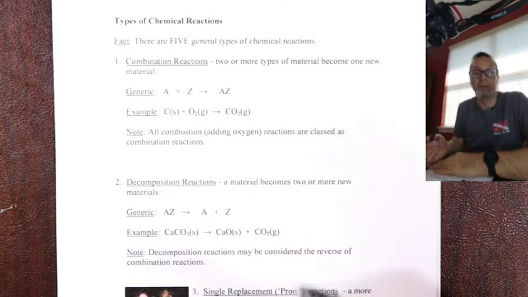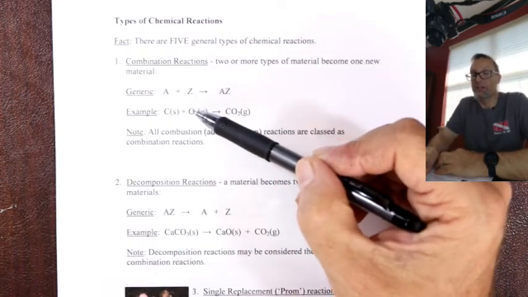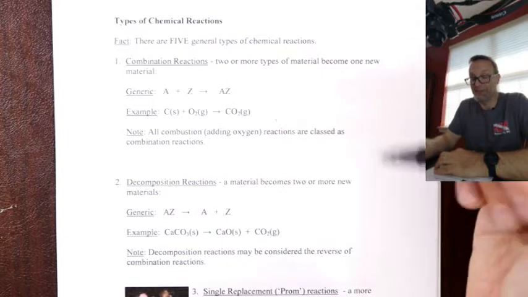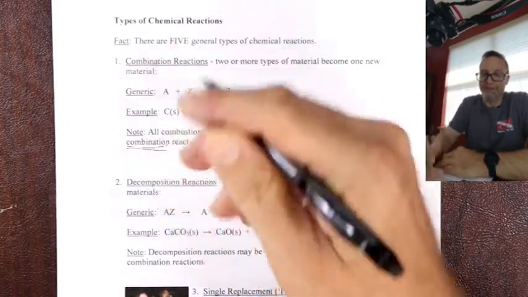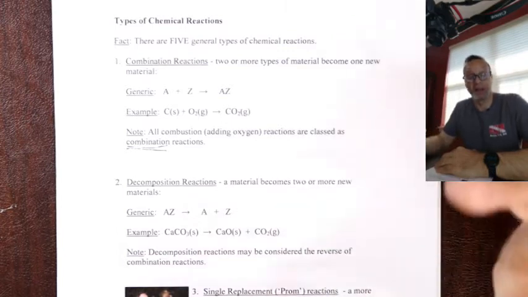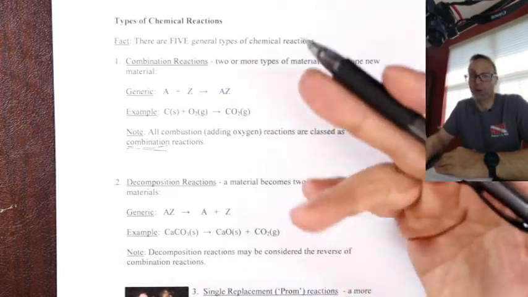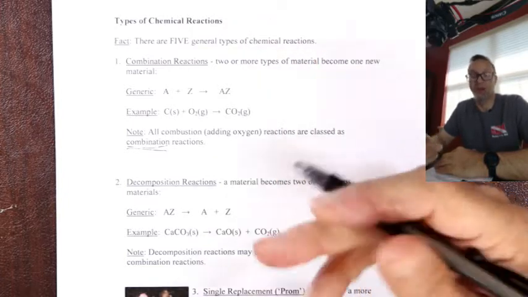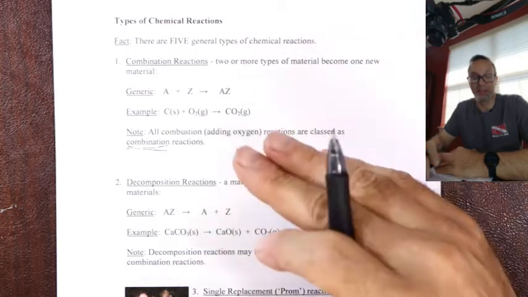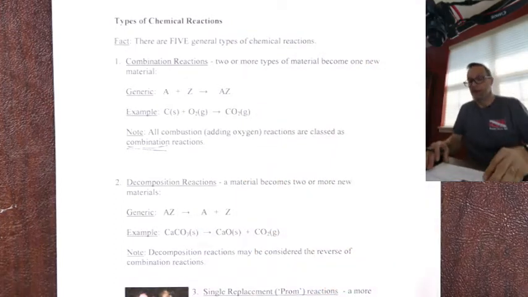So that's a combination, okay? Now, because you can add oxygen to pretty much everything, that's called combustion, right? So combustion is like a special, very common type of combination, okay? So anytime you burn something, it's a combination. If you want to be specific, it's a combustion, okay? So on the test, you can say either combination or combustion if I said, hey, what type of reaction is that? Okay, fair enough.